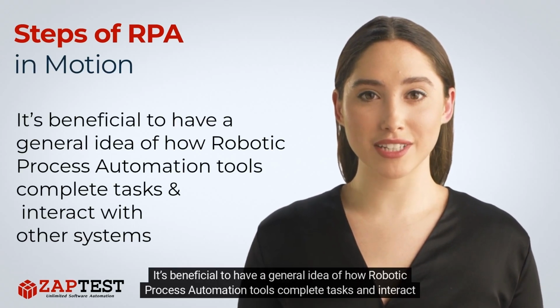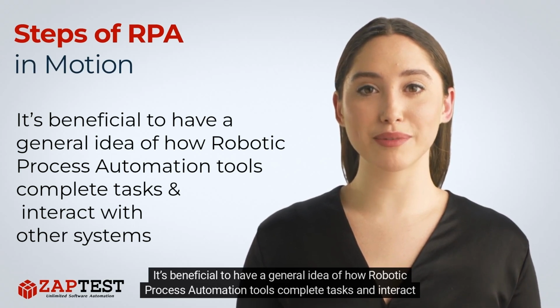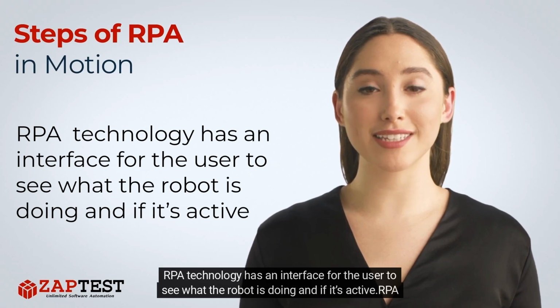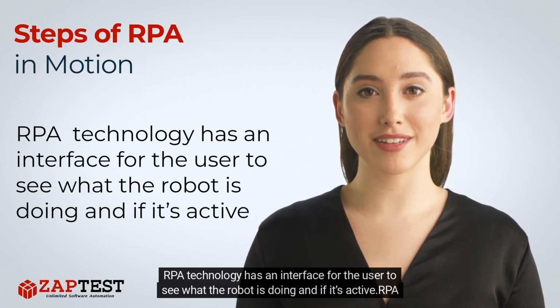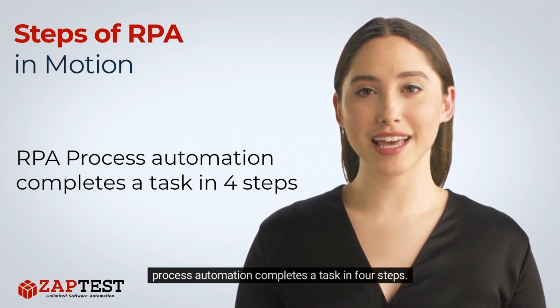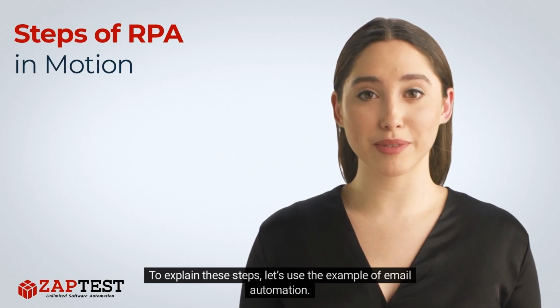Tips of RPA in motion. It's beneficial to have a general idea of how robotic process automation tools complete tasks and interact with other systems. RPA technology has an interface for the user to see what the robot is doing and if it's active. RPA process automation completes a task in 4 steps. To explain these steps, let's use the example of email automation.